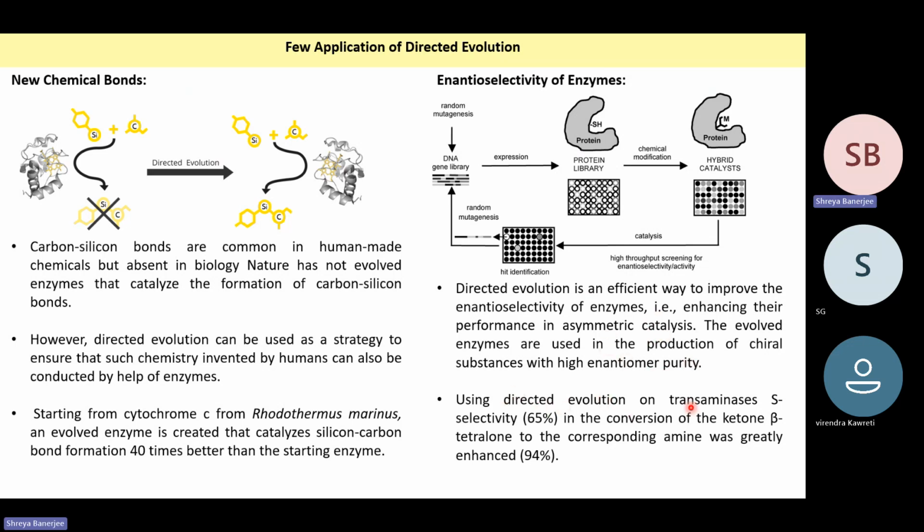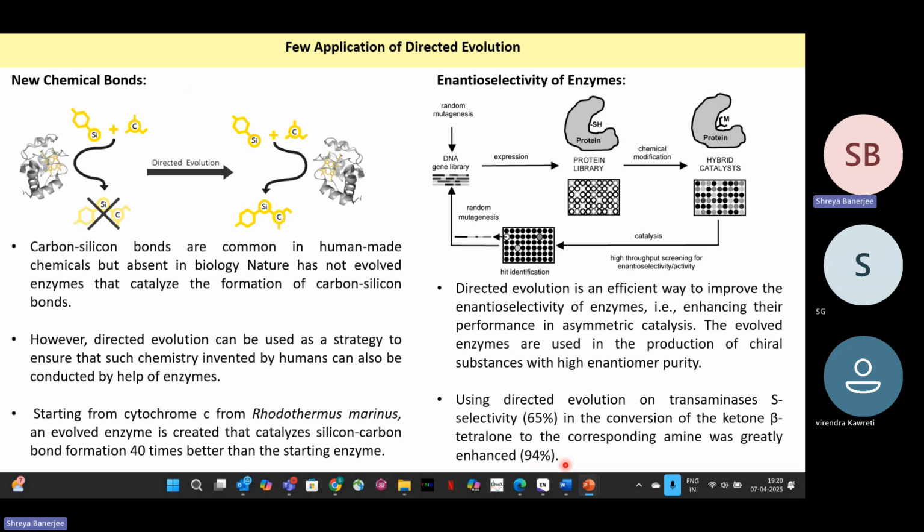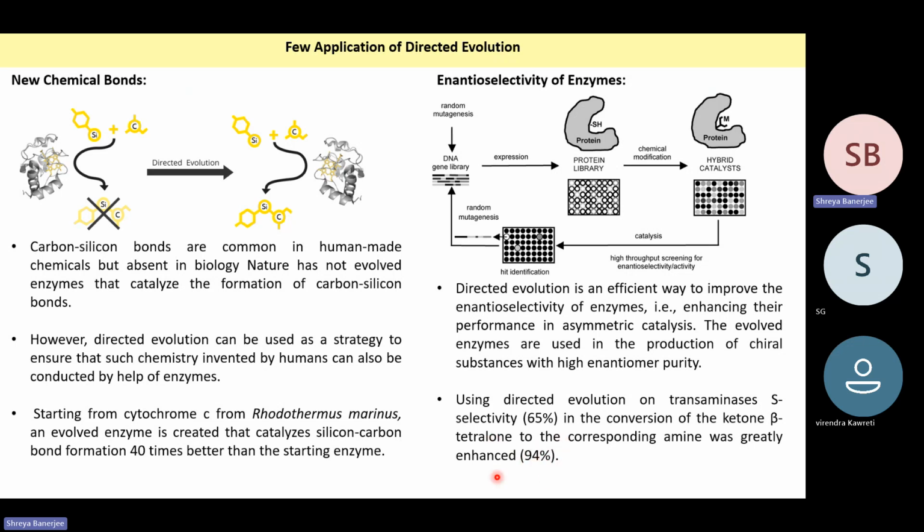Using this kind of directed evolution on transaminases, S selectivity in the conversion of the ketone beta-tetralone to the corresponding amine was greatly enhanced. Previously, the S enantiomer was formed 65%, while the rest was R. But after the evolution of this enzyme, the selectivity became 94%. So 94% of the product was the S enantiomer. So there was great enantioselectivity. That can also be improved by directed evolution.